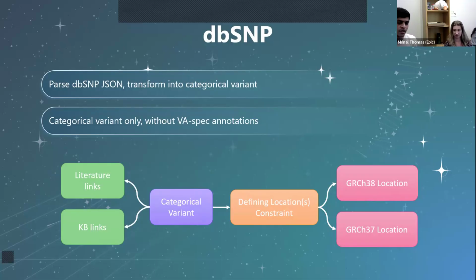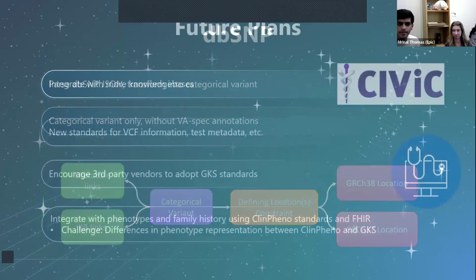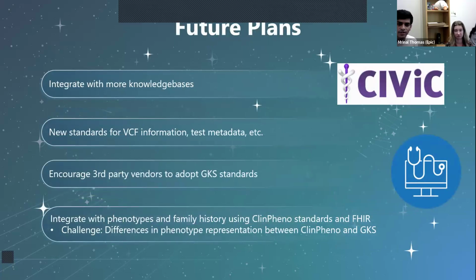But there are questions like, where should these variant level literature links live that aren't really associated with a VA-Spec statement? And how could we store multiple defining locations for a categorical variant across different builds? And then I'll hand it off to Catherine to talk about our future plans.